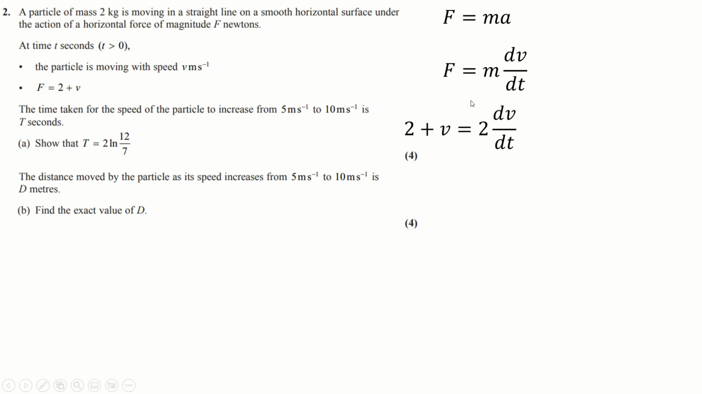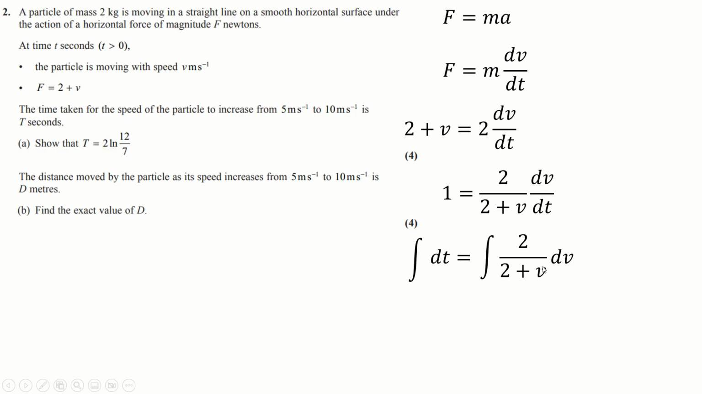So we can treat this as a separable differential equation, which is what it is. We can divide both sides by 2 plus v, times both sides by dt, and then we can integrate both sides to form an equation in terms of t and v. This just integrates to 2 lots of log(2 plus v), plus c, of course. And this integrates to t.